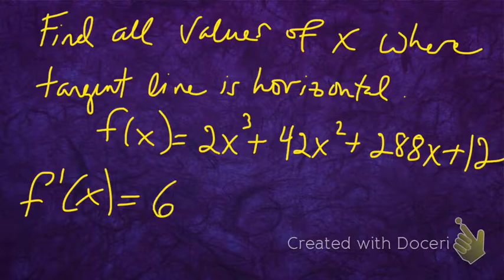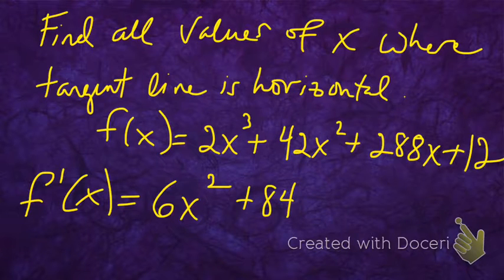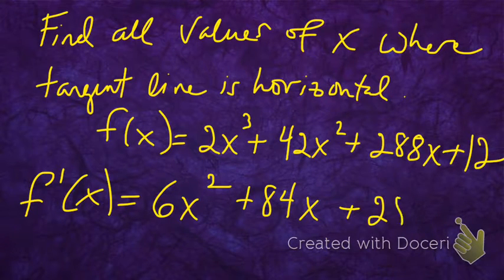3 times 2 is 6, and 3 take away 1 is 2. 2 times 42 is 84, and 2 take away 1 is 1. That understood power of 1 times 288 is 288, and we'll drop the power from x to the 1. When you subtract 1, we have x to the 0. But anything to the 0 means times 1. Okay, so this is the derivative.